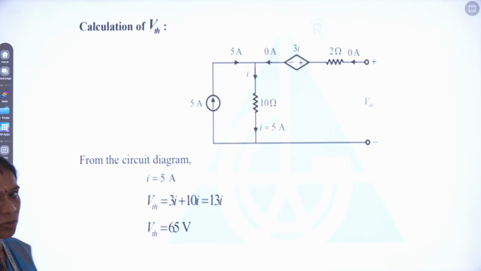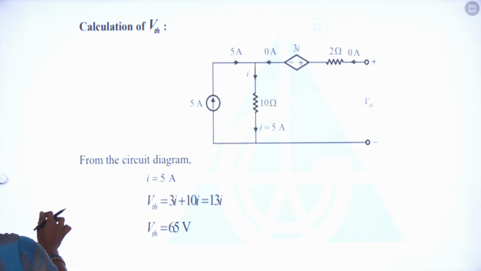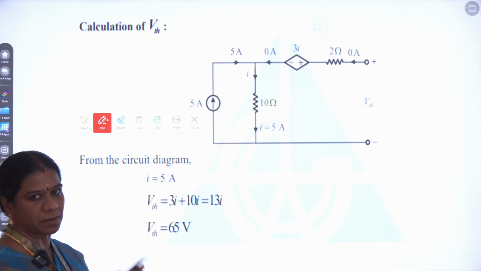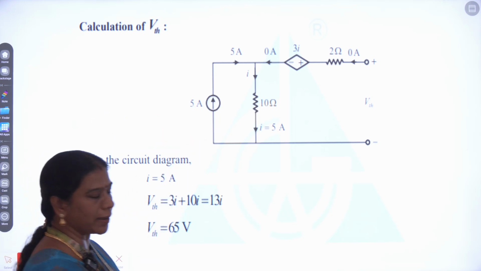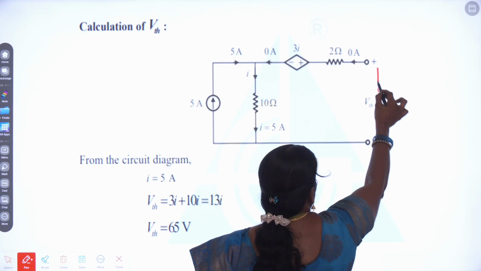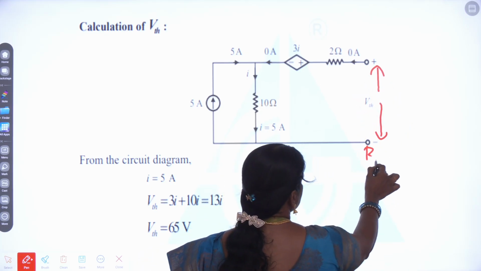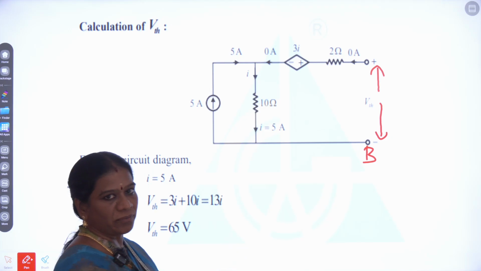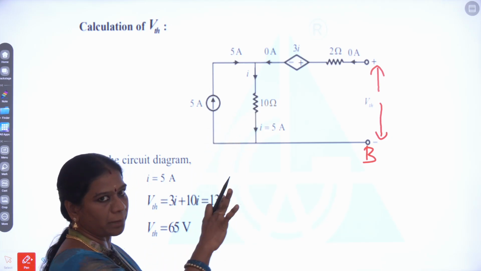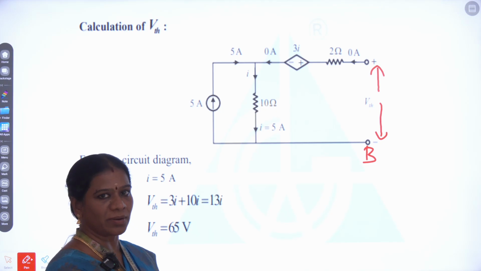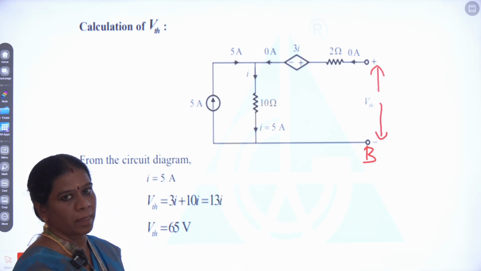So first step is calculating VTH. As we already said, the voltage drop across the open circuited terminals A and B is nothing but the VTH. So here we can say this will be our A and B, which is the open circuited terminal. It is your VTH. So what is the voltage drop across that particular terminal A and B that we have to calculate? That will be our Thevenin's voltage now. So how can we go for calculating it?